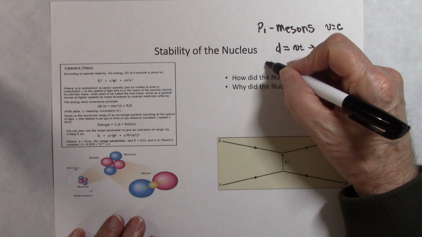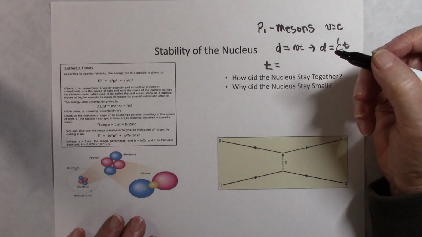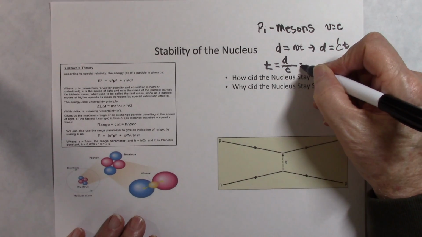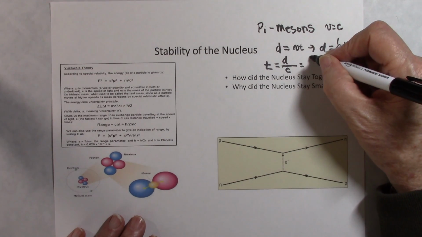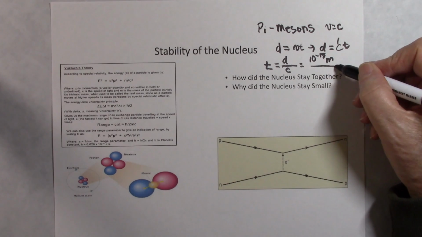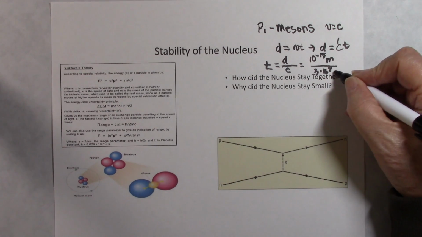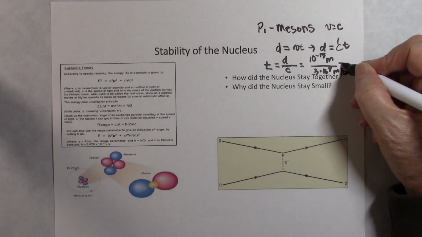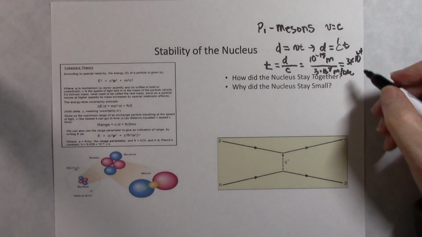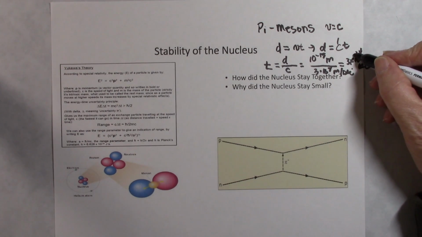If we estimate the time that this pi meson lives, if it's traveling near the speed of light, we can estimate it by d, the distance, divided by c, the velocity. The distance, it was thought that the range of the force was about 10 to the minus 15th meters, which was about the size of a nucleon. And then if we divide that by the speed of light, which is approximately 3 times 10 to the 8th meters per second, that comes out to be about 3 times 10 to the minus 24 seconds. So that's not very long.